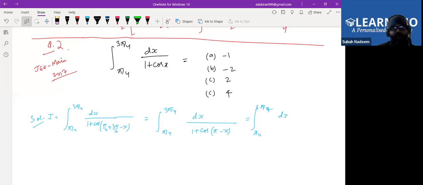And dx by 1 plus cos of pi minus x: cos of pi minus x is minus cos x. It is in the second quadrant, where cos is negative, so it is minus cos x. Now from here, this is also I, the given one that you have assumed to be I. Now you add both of them and just see what happens.